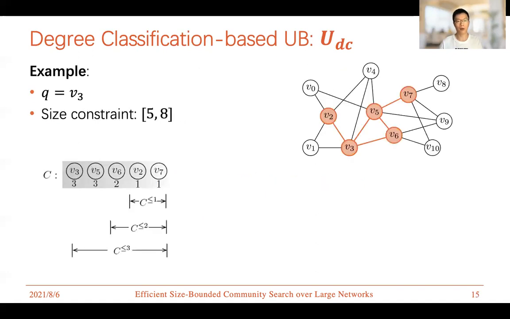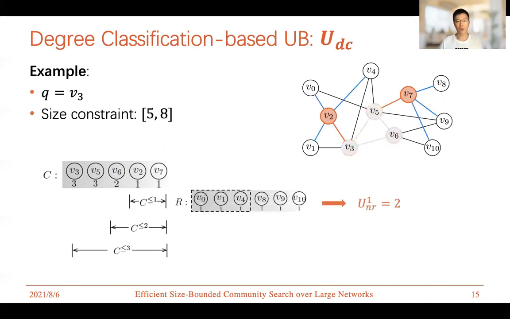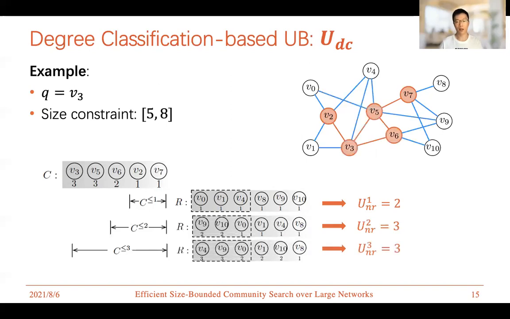Let's see an example, which is the same as the previous one. Firstly, we classify C into different sets. Then we use C1 to derive UNR1, which is 2. Then use C2 to derive UNR2, which is 3. And also, we derive UNR3 as 3. And finally, we select the smallest one as the final upper bound, 2.